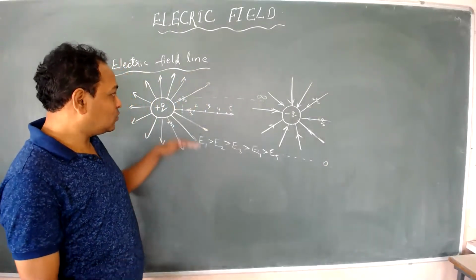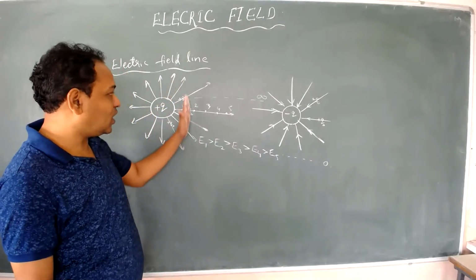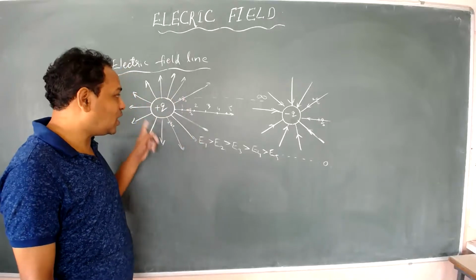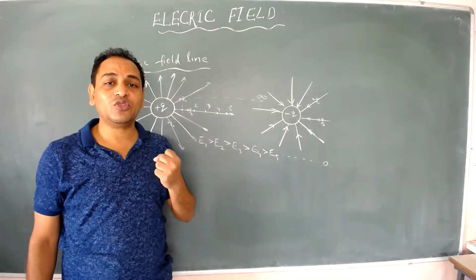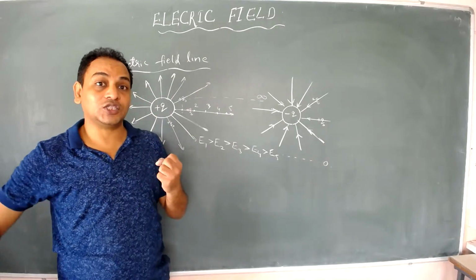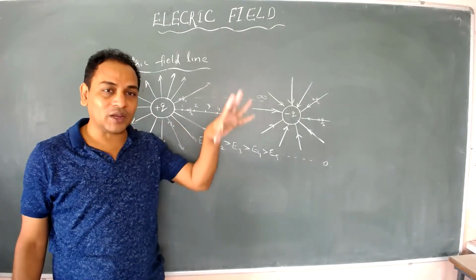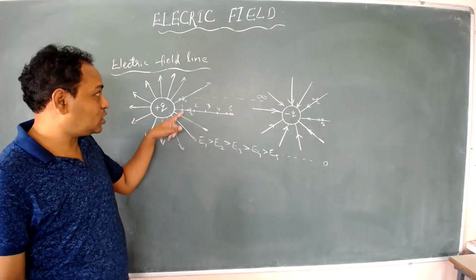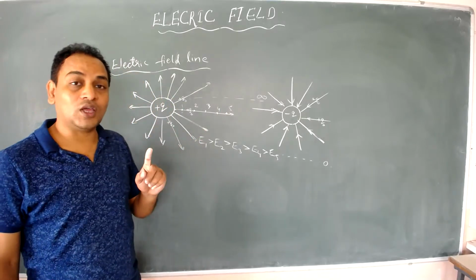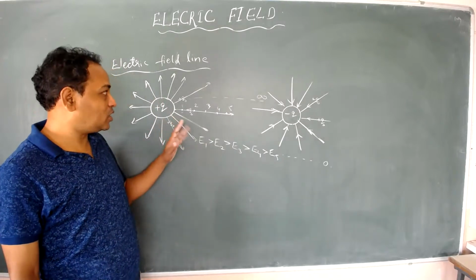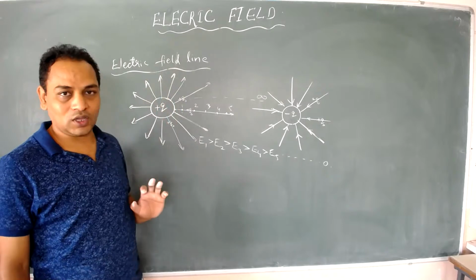Clear? So here, in one way we can say that these electric field lines combined will give the strength of the electric charge. That means how much strength the electric charge has to repel any other charge. That strength is the electric field strength or the electric field intensity. How much it is will be represented by these electric field lines. Clear?